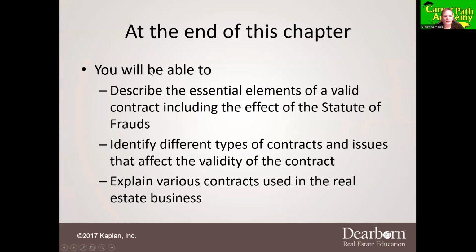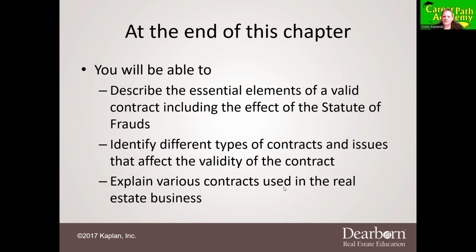So in this chapter, you're going to describe the essential elements of a valid contract, including the effects of the statute of frauds, and we're going to learn what the statute of frauds even means and what it is. Even though we learned that that usually has to deal with something being in writing to prevent fraud. We're going to identify different types of contracts and issues that affect validity of contracts. And we're going to learn about the differences of what actually makes a contract valid.